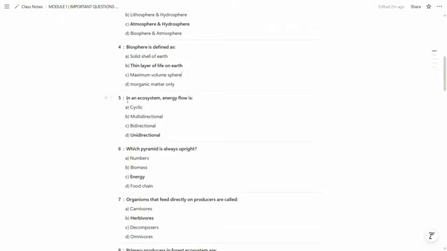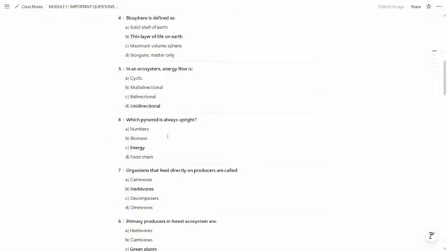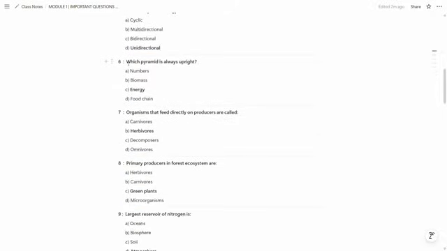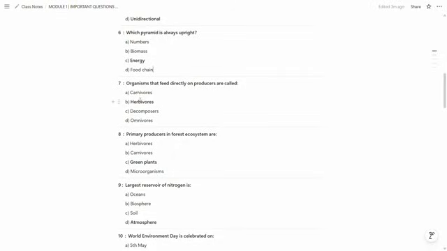Now the fifth question is, in an ecosystem energy flow is unidirectional, means single directional. Now the sixth question is, which pyramid is always upright? Energy pyramid is always upright. You have to remember these things.